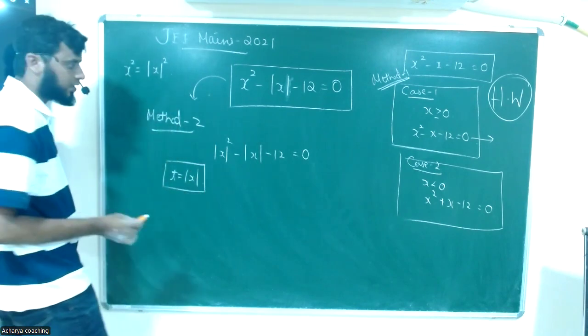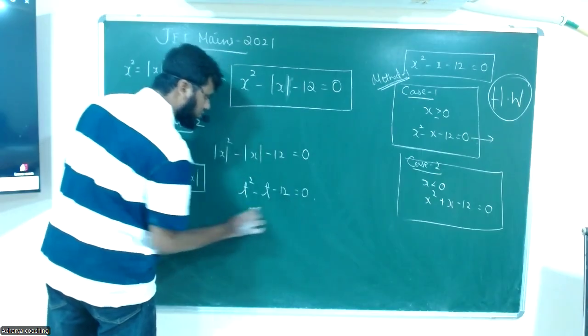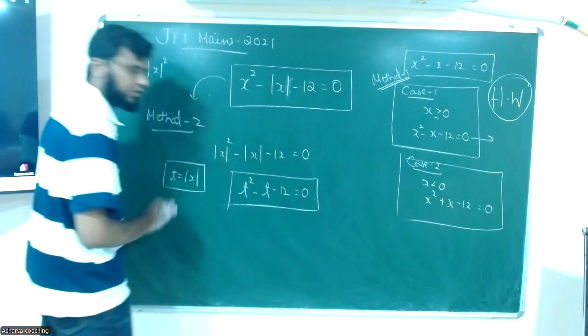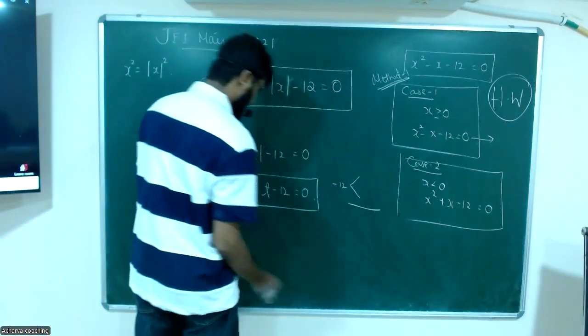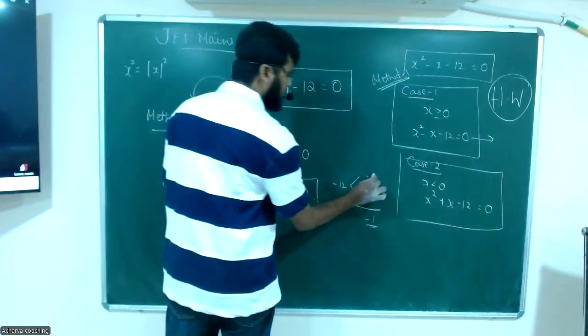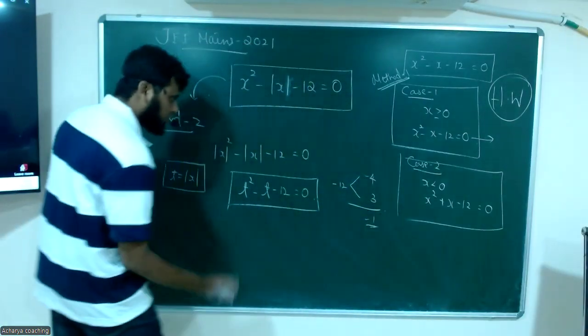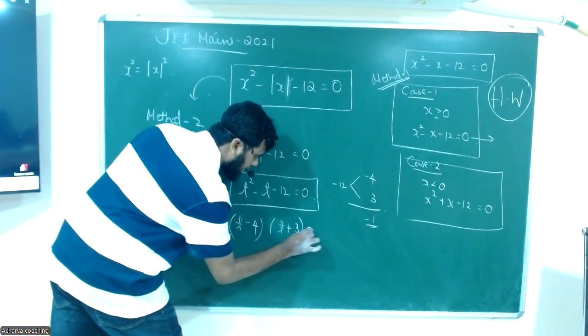Okay. Now t square minus t minus 12 equal to 0. We have this one. So factorize this, minus 12. If we multiply, we have to get minus 12. If we add, we have to get minus 1. Which two numbers can we take? Minus 4 plus 3. So this is nothing but t minus 4 into t plus 3 equal to 0.